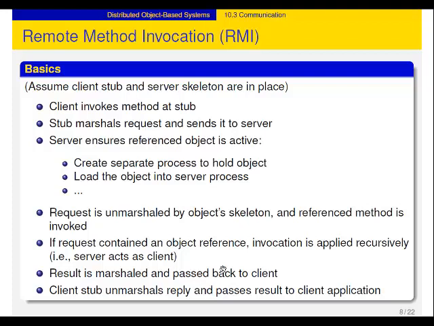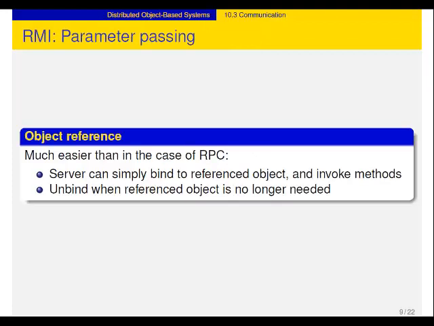Result is marshaled, passed back to the client, and unmarshaled, and the result is returned to the application. It's almost the same as a remote procedure call, except that we now have global references. So it's much easier than the case of a remote procedure call. Well, almost. The server can simply bind to the reference object. It knows where it is, invokes a method, and unbinds when it's no longer needed.